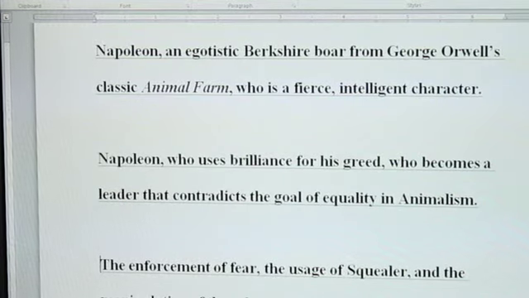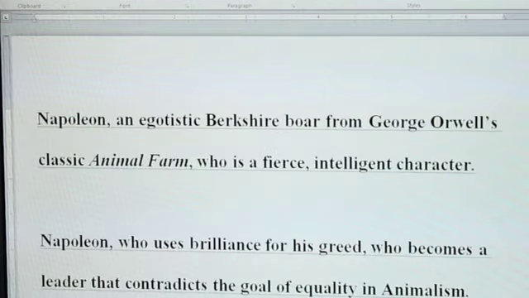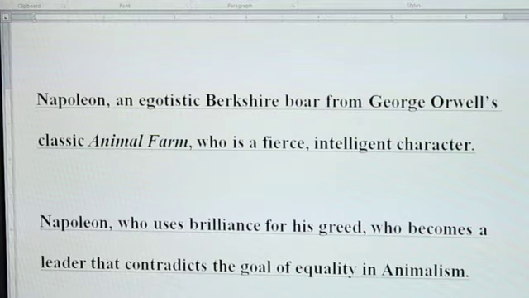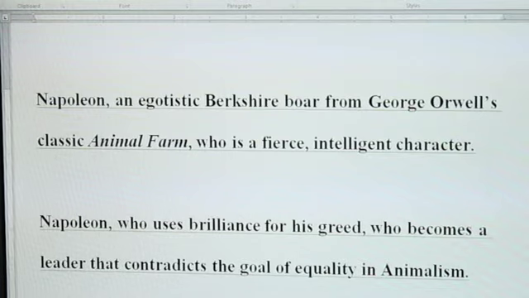So in this first sentence, we have Napoleon, an egotistic Berkshire boar from George Orwell's classic Animal Farm, who is a fierce, intelligent character. You can hear it as I'm reading it, that it doesn't actually come to any kind of conclusion. There is no independent clause in this sentence. We have a good start. Napoleon is our subject, but we don't ever have anything that Napoleon does. We have a description of him, an egotistic Berkshire boar, from George Orwell's classic Animal Farm. And then this is where we have the problem. Who is a fierce, intelligent character?